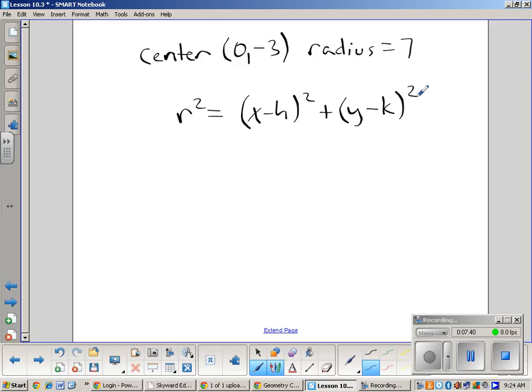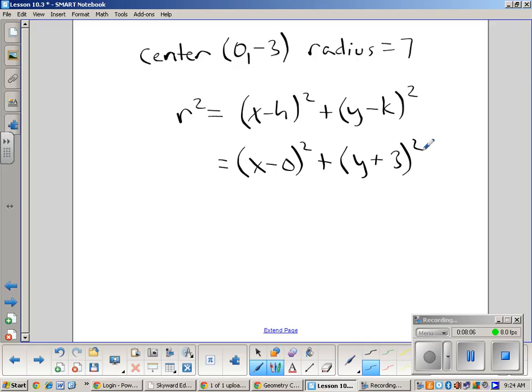The x coordinate, right? The x coordinate of the center. So what is that in this case? 0. So x minus 0. What's the k stand for? It's -3. It stands for the y value, the y part of the center, which in this case is -3. So that minus becomes a plus.